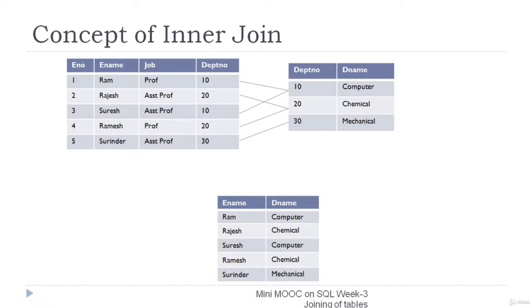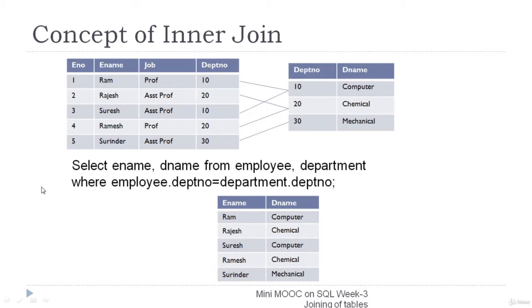So let us write the corresponding select statement. The select statement will be select ename, comma dname from employee, comma department, where employee dot department number equal to department dot department number. Since department number is common in both the tables, it is important to add the table name as a prefix to the column name to resolve its ambiguity.